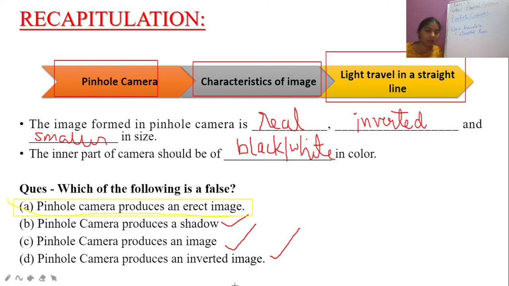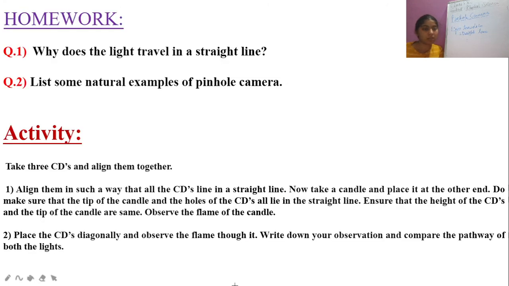Okay students, so these are the two questions for you. I have put them in. Why does light travel in a straight line? Second, list some natural examples of a pinhole camera. Okay, at last we have an activity.